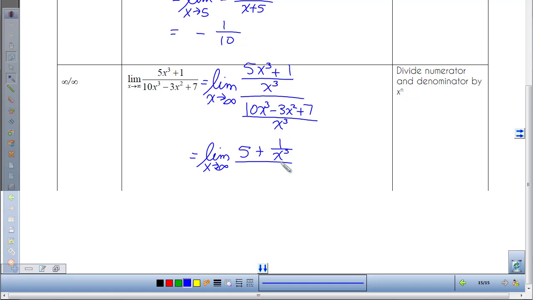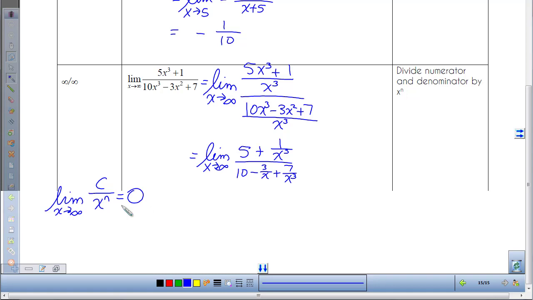And in the bottom, we get 10 minus 3 over x plus 7 over x cubed. Okay, well, in Cal 1, we're right at the point where I can't recall the exact theorem number. It may be 3.10, but it talks about the limit as x approaches infinity when we have c over x to the n, where n has to be a positive number. It has to be greater than 0. And it tells us that this limit is 0.